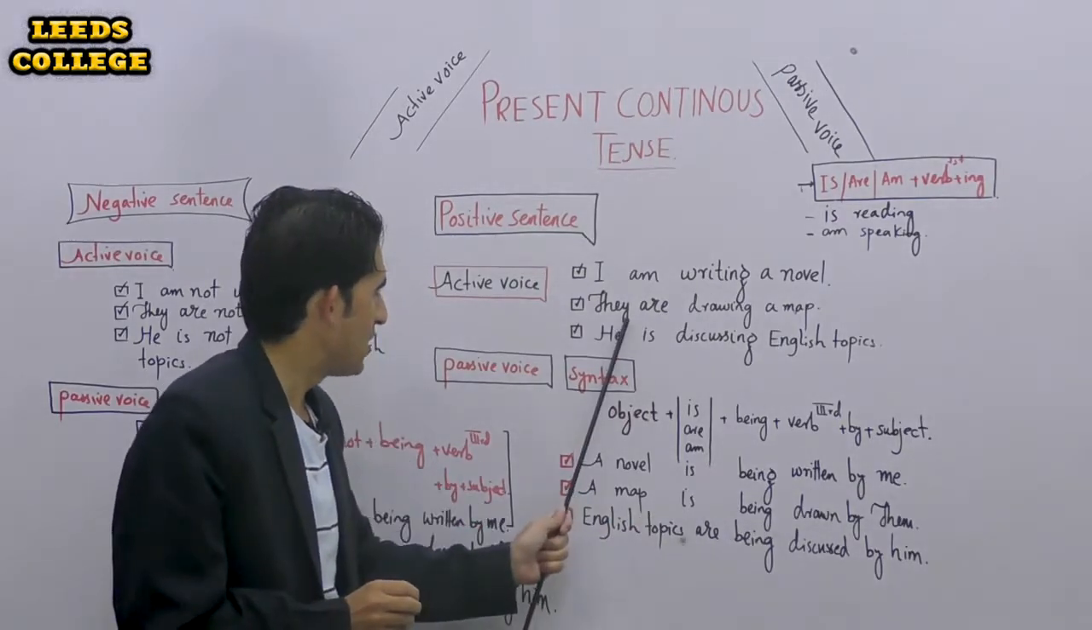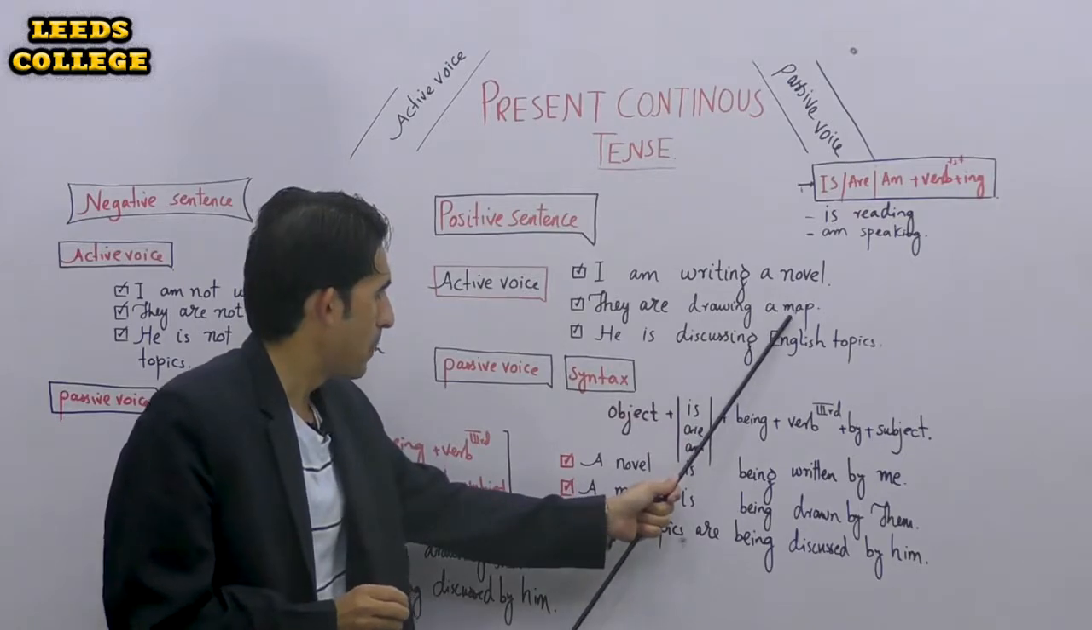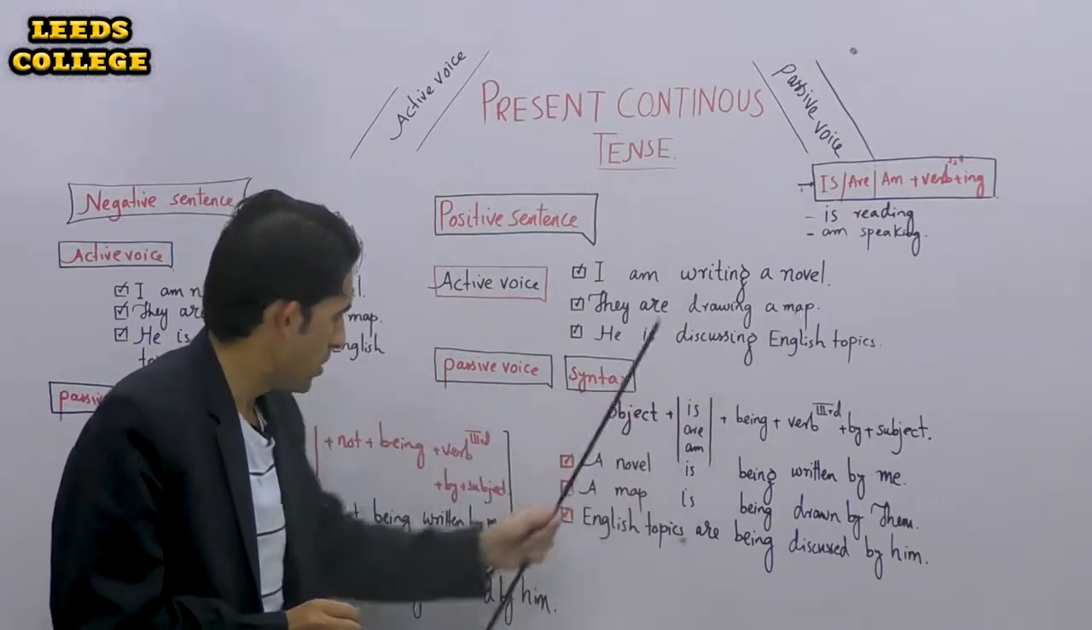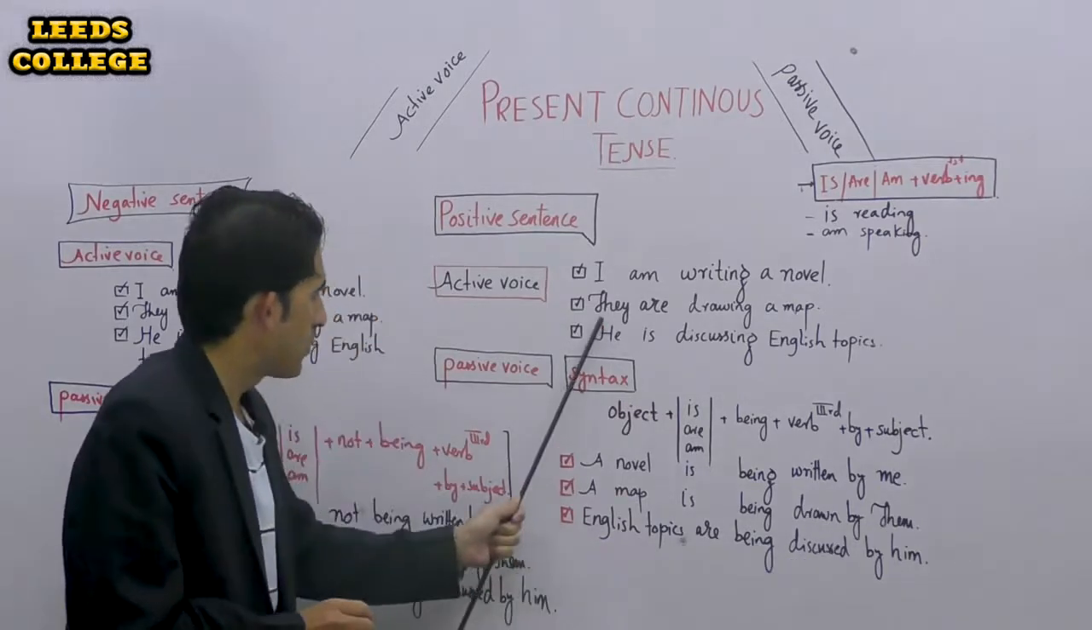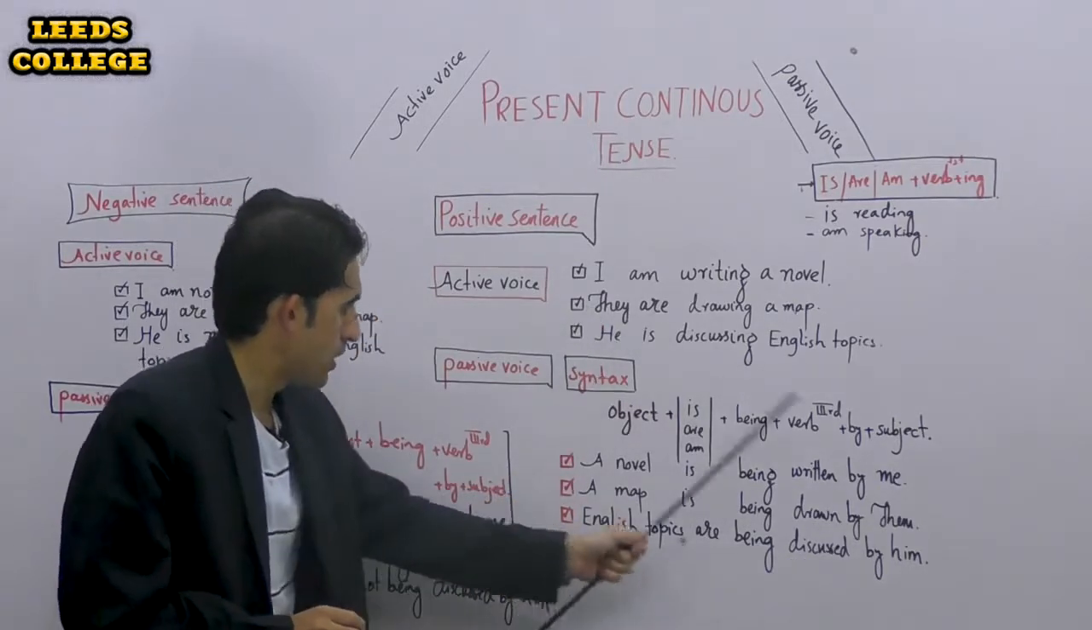In case of the second one, they are drawing a map. Right, we have this object. In passive voice: a map is being drawn by them. We have the subjective pronoun they, which changes into them.